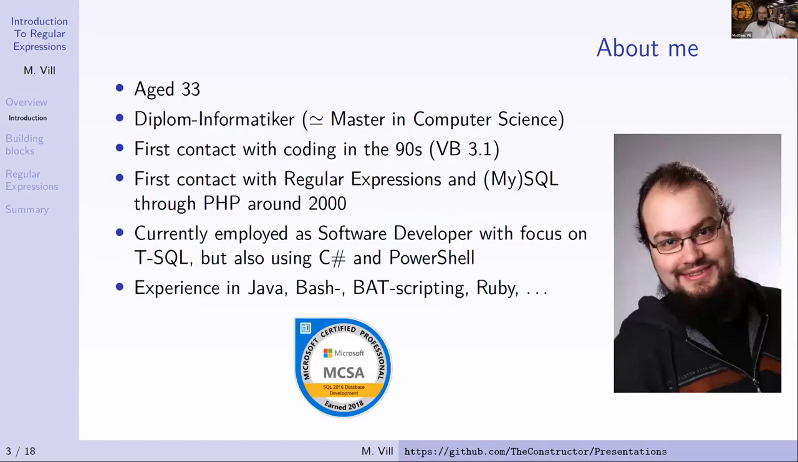So who am I? I'm 33. I'm a Diplom-Informatiker. I started programming in the 90s. I had my first contact with regular expressions through PHP and MySQL, probably around 2000. Currently, I'm employed as a software developer with a focus on T-SQL. I'm also doing C# and PowerShell for the Rosen Group currently. I have experience in a lot of different languages. And I also have this nice MCSA certificate that will probably be invalid next year or so. Yeah, let's see about that.